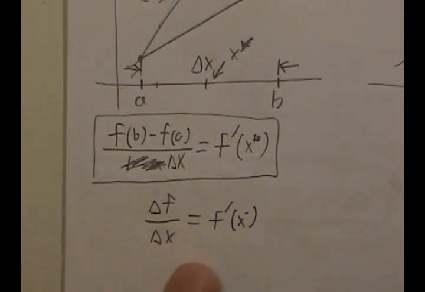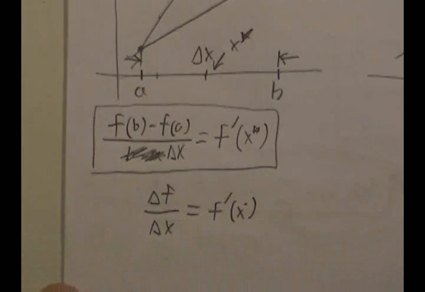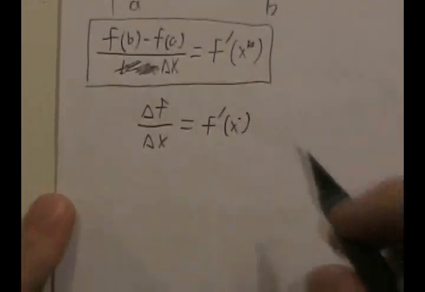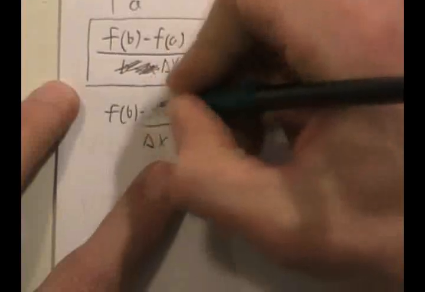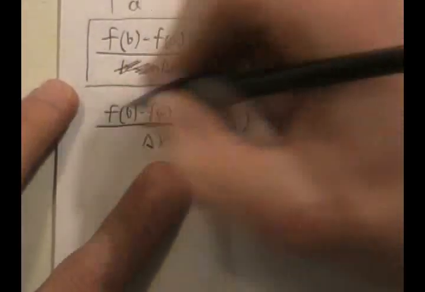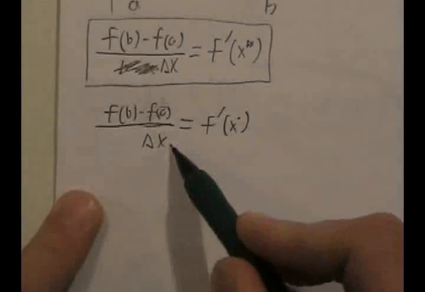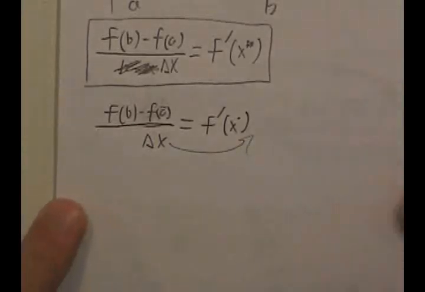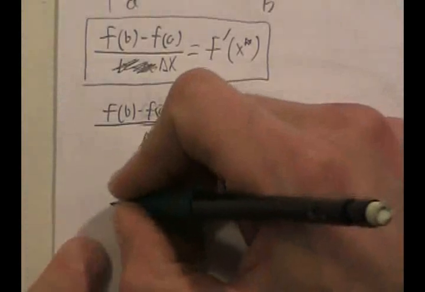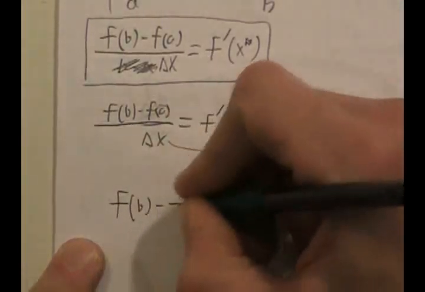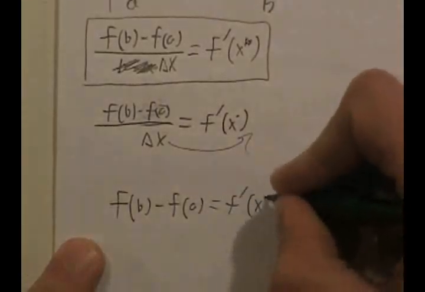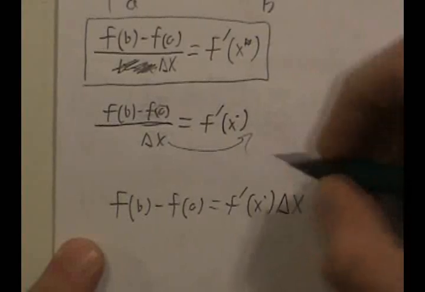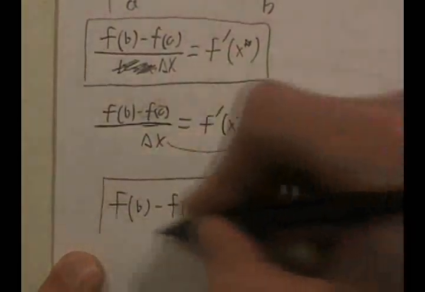So that's a different way of looking at it, but the way that we are going to use it is this. I'm going to go back to the f of b minus f of a notation for a second. What we're going to do is multiply both sides by delta x and pull this over, so as to say that f of b minus f of a equals f prime of x star times delta x. This is what we're going to use. This is the money shot.